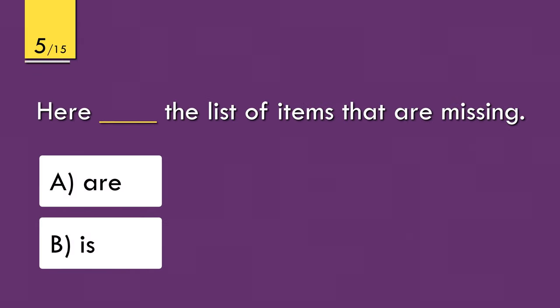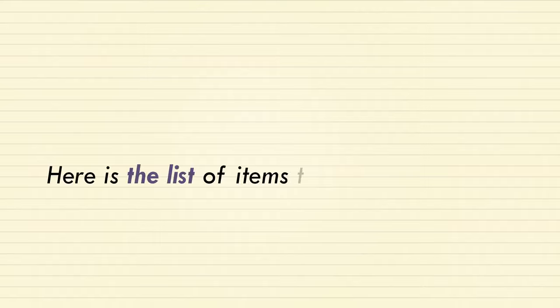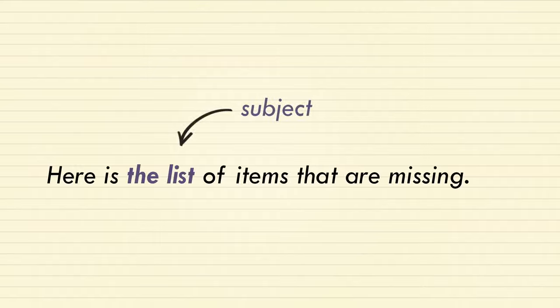Question 5. Here is the list of items that are missing. The subject follows the verb when we use "here" and "there" in front position. Subjects and verbs must agree in number. In this sentence, the subject is the list, not the plural noun "items."